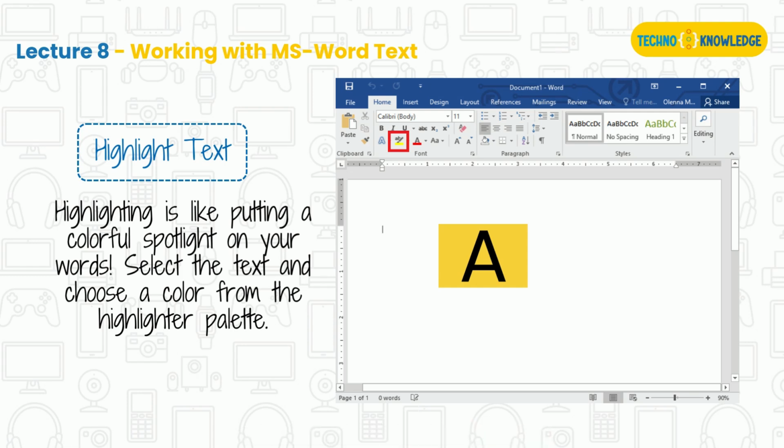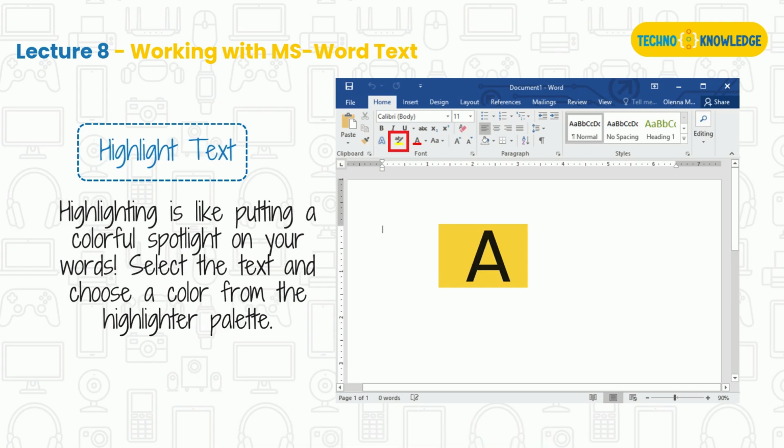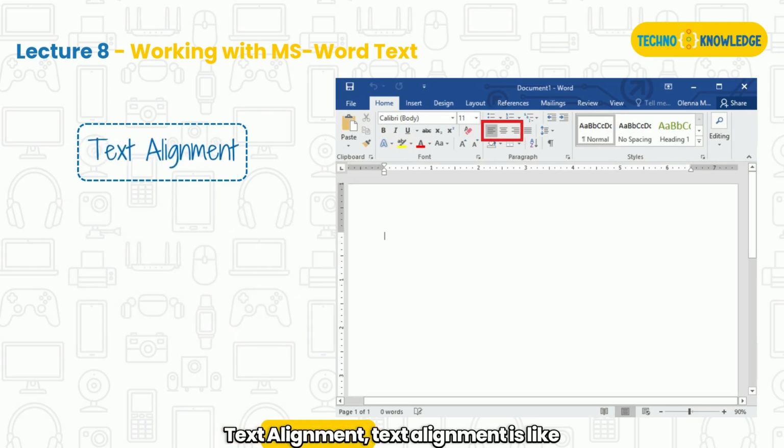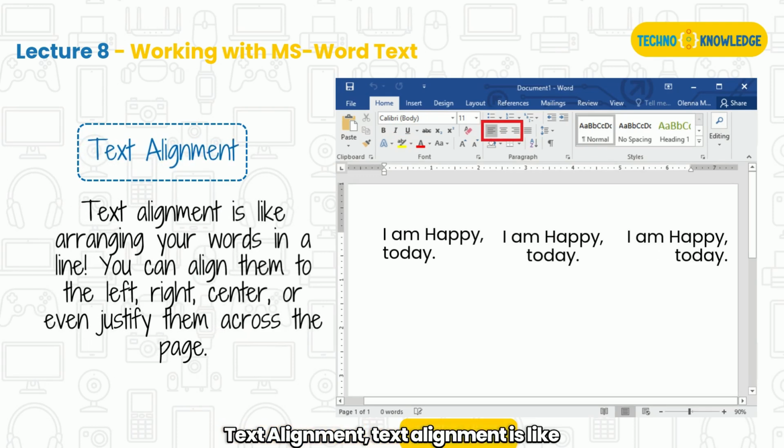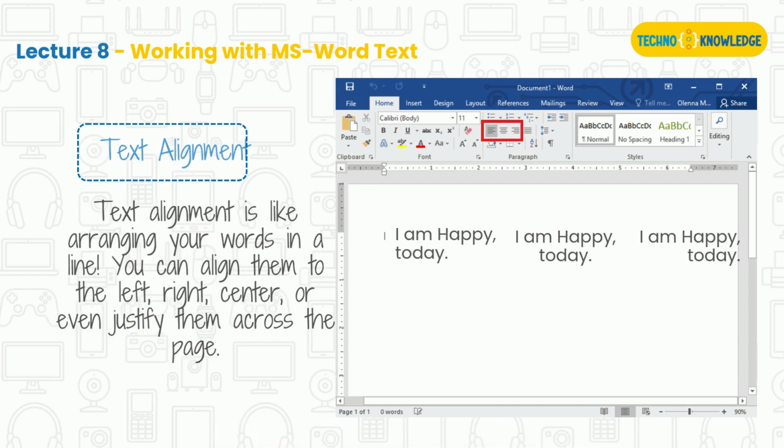Text alignment. Text alignment is like arranging your words in a line. You can align them to the left, right, center, or even justify them across the page.